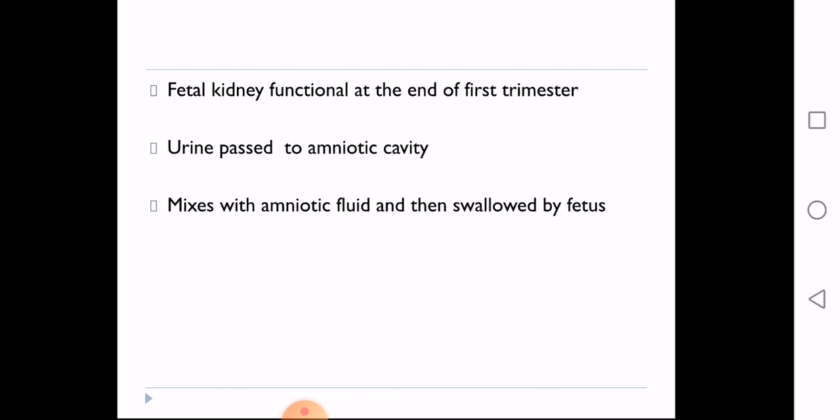So anything that is wrong with this process will affect the amniotic fluid amount. So either something is wrong with the swallowing, or something is wrong with the passage and formation of urine. Both will affect the amount of amniotic fluid. So now you know the normal anatomy. Now let us look at what all can go wrong in the development of the kidney.